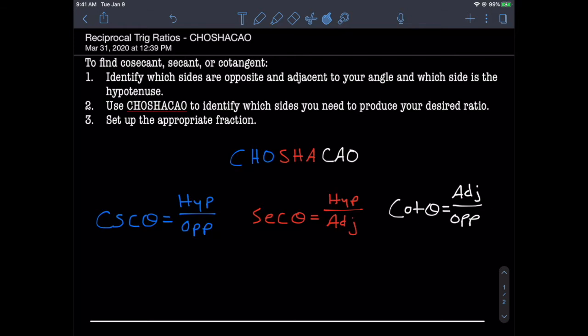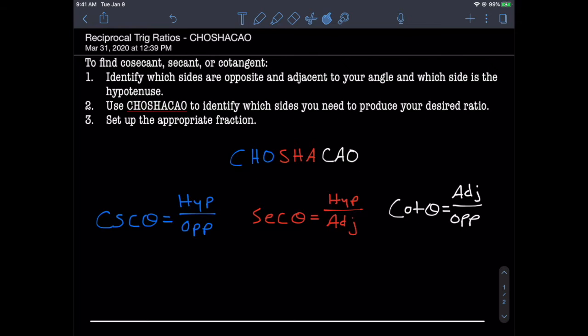CHOSHACAO today. We use our new friend CHOSHACAO anytime we're trying to find the cosecant, secant, or cotangent of an angle in a right triangle. Now using this is almost exactly the same as using SOHCAHTOA. You follow the steps that we have here, right?